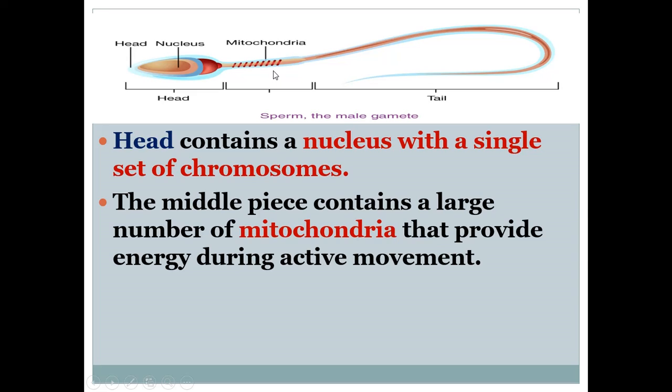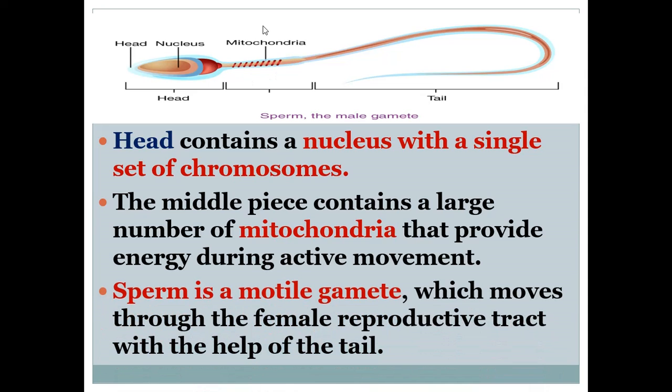What is meant by mitochondria? You have studied this in your previous classes. Mitochondria are the powerhouse of the cell. They provide energy during active movement of the sperm. The sperm is a motile gamete. Motile means it can move, and it moves through the female reproductive tract with the help of its tail. So the head contains the nucleus with a single set of chromosomes, the mitochondria in the middle piece provide energy, and the tail helps the movement of the sperm through the female reproductive tract.